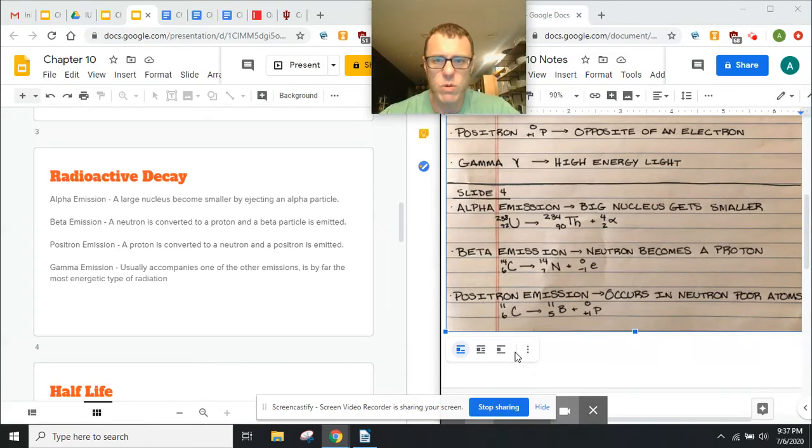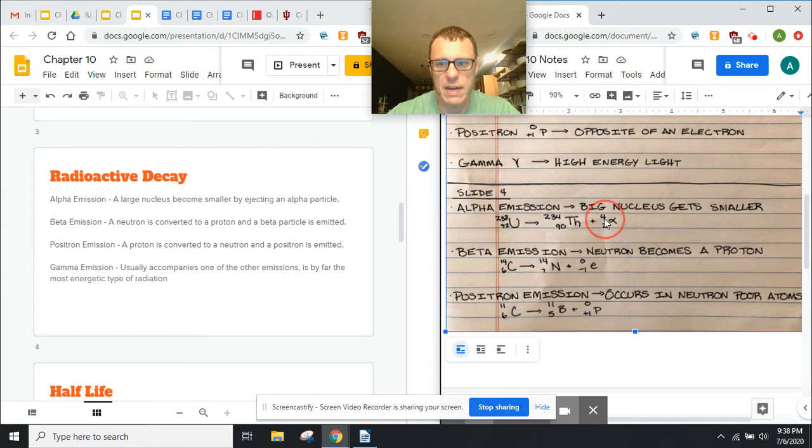Radioactive decay. This is when things emit radiation. There's three that are fairly common. Alpha emission. This is where a big nucleus gets smaller, and this is uranium-238. It does undergo alpha decay, and so one of the ways to look at these equations, pretty easy. It's uranium-238. You can see the 238 right there, which means we know it's an alpha emission.